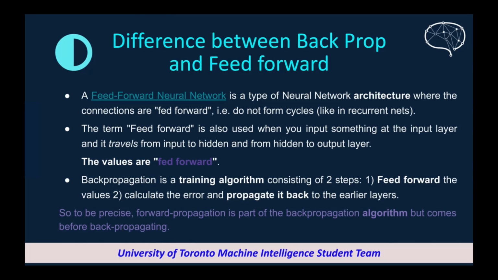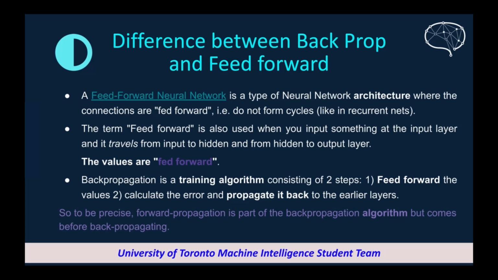You might all be confused, what's the difference between backprop and feedforward neural networks? Let me give you a quick recap and differentiate both of them so the concept gets simpler for you. A feedforward neural network is a type of neural network architecture where the connections are fed forward. They do not form cycles. The term feedforward is also used when you input something at the input layer and it travels from input to hidden and from hidden to the output layer. As mentioned, it is feedforward, so it goes in the forward direction.